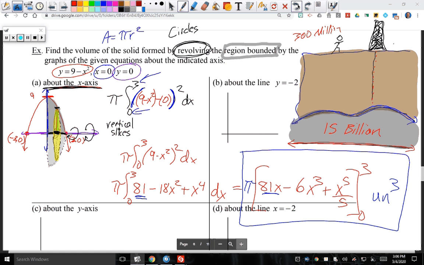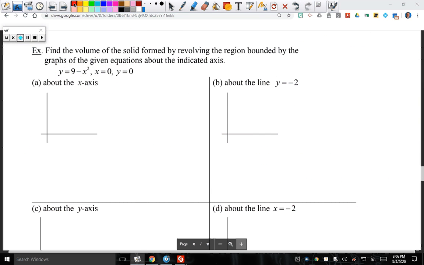Okay, so now let's change it up because it gets pretty involved pretty fast. I'm going to go to this example here. We still have this 9 minus x squared going on. We still have x equal to 0 going on. And we still have y equal to 0 going on. Because our shaded region is still, in fact, this region right here.